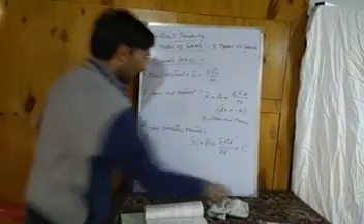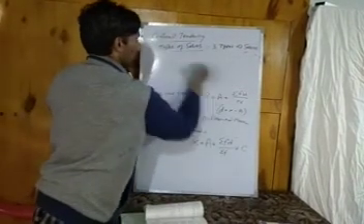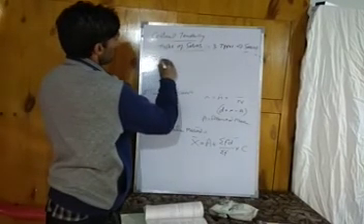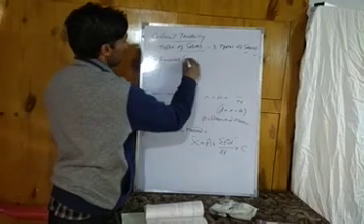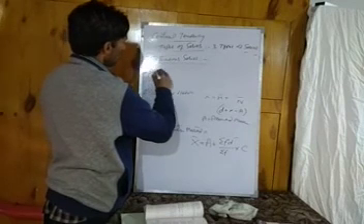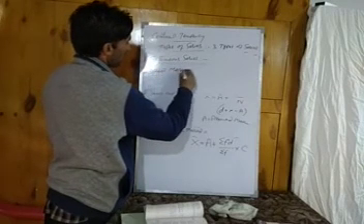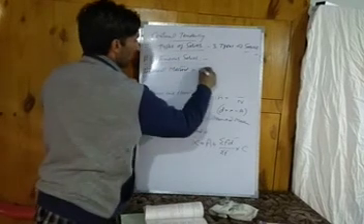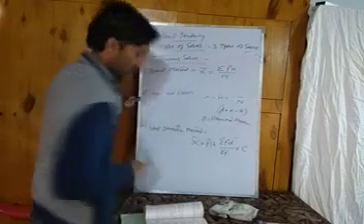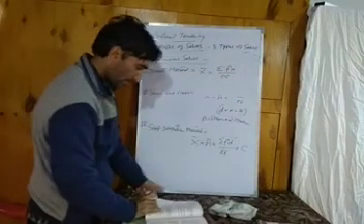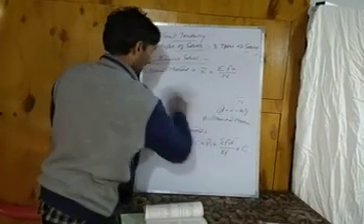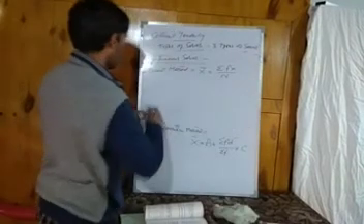Then we have the third one, that is continuous series. In continuous series, we also have the direct method. For direct method, the formula for calculating mean is summation fx divided by n. Then we have the shortcut method.